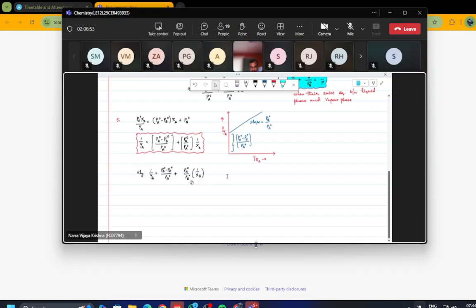Similarly, what will be the graph for 1 upon XA equal to? This is 1 upon YA equal to. I want 1 upon XA, means bring everything to the right side, not to the left side. From first equation, bring everything to the left side. Then what you will get? 1 upon XA equal to PB naught minus PA naught upon PB naught plus PB naught upon PA naught upon PB naught into 1 upon YA. What you observed?